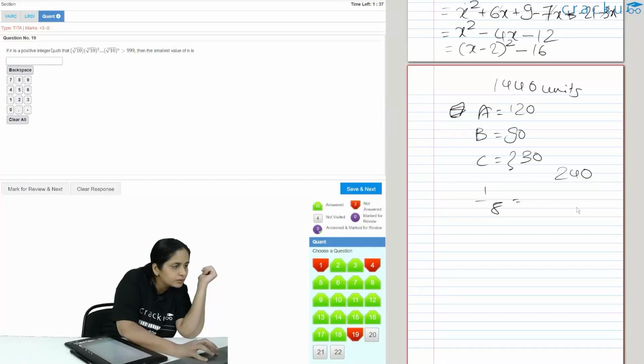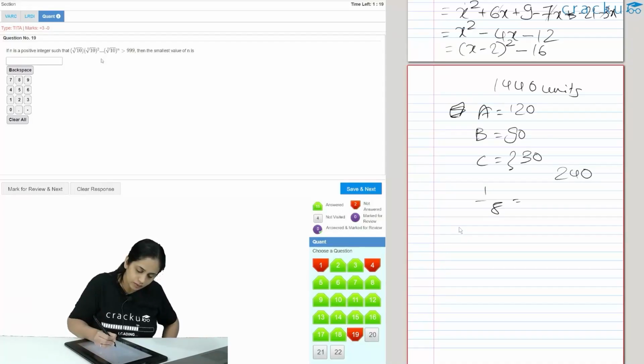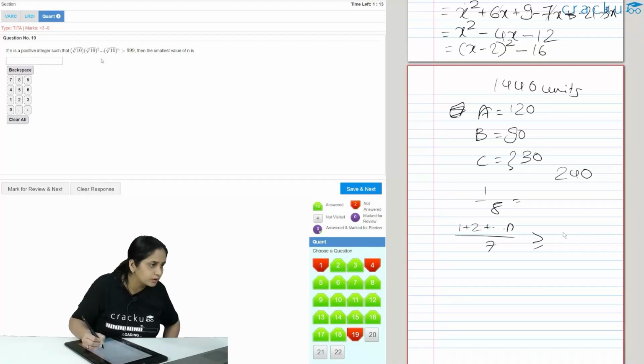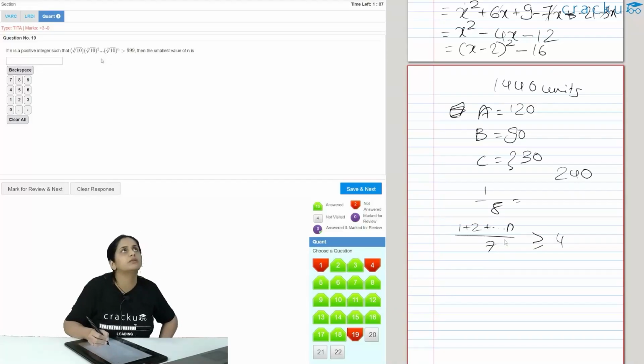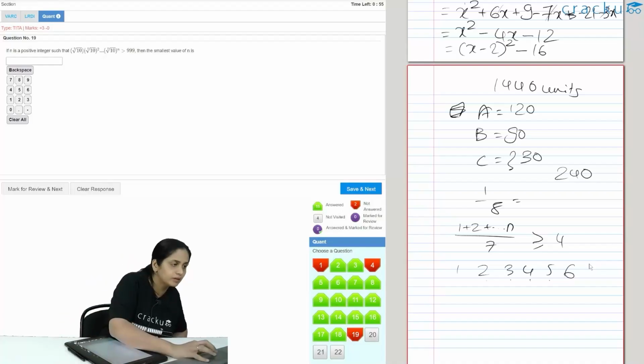N is equal to positive. This is 7th root, so this is 1 plus 2 plus till n divided by 7 is greater than or equal to 4. So this is 28, sum till n is greater than 28: 1, 2, 3, 4, 5. This is 3, 6, 10, 15, 21, 28, 7.